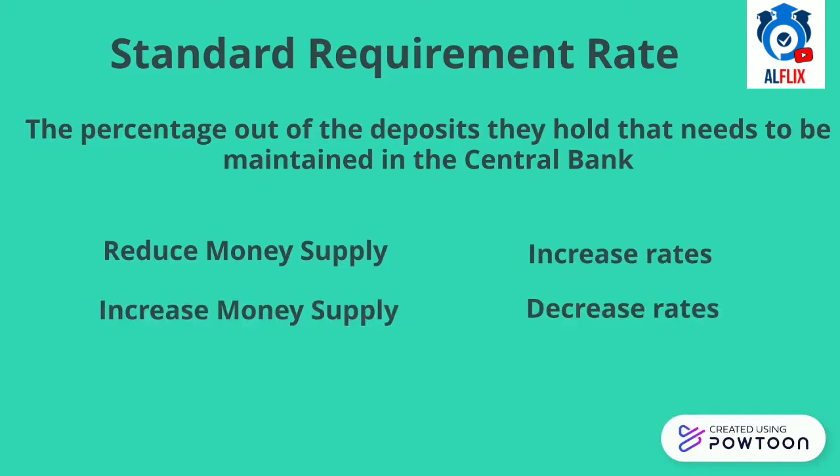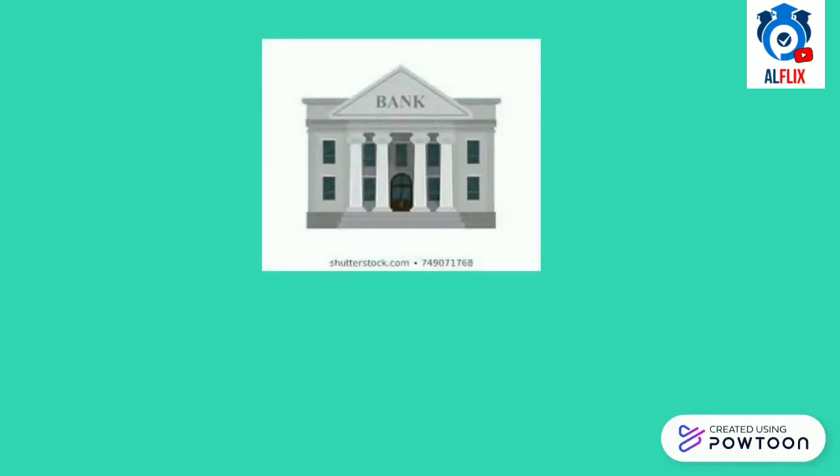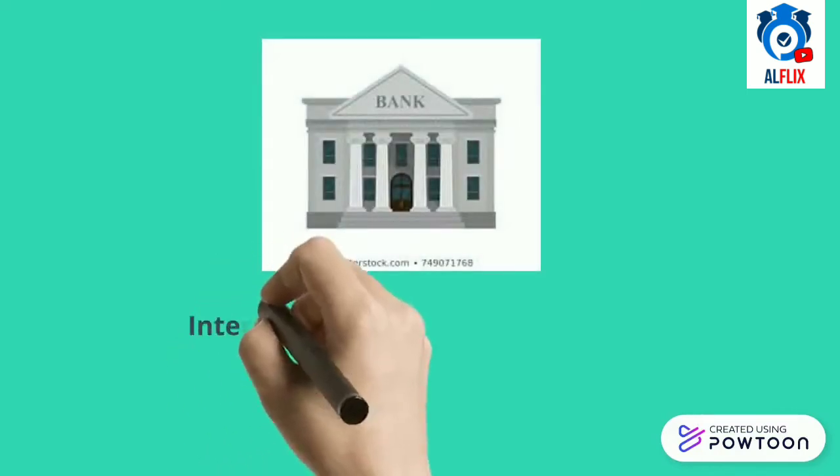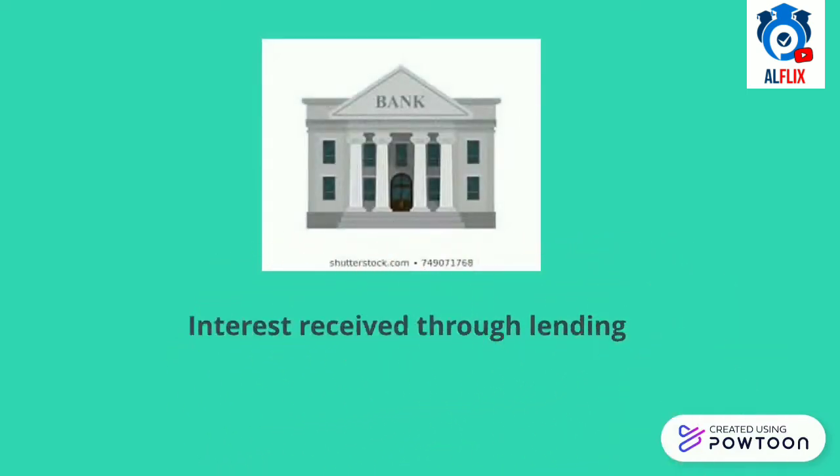In order to understand this, let's look into how a bank operates and how this SRR would affect them. The major source of income for a bank is interest, and that is obtained through lending money. A bank would definitely want to maximize its interest earning potential by lending out all possible deposits they have.